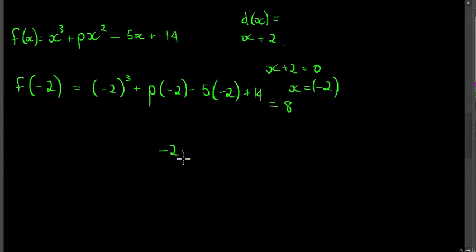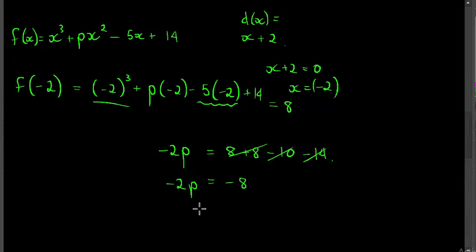So I get negative 2p, and then here I get negative 8, which can go to the other side to become positive 8. Here I get positive 10, which becomes negative 10, and positive 14, which is negative 14. So 8 and 8, that's 16. 16 and negative 14 is positive 2. Positive 2 and negative 10 is negative 8. So negative 2p is negative 8, and so p is equal to positive 4.